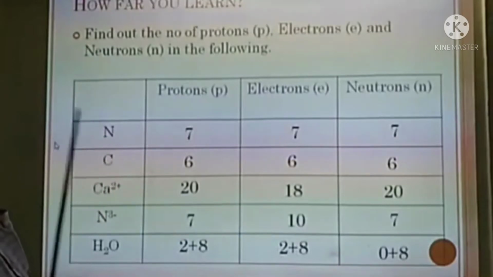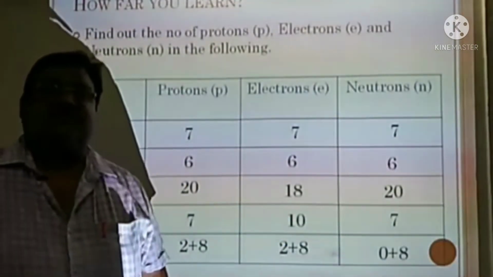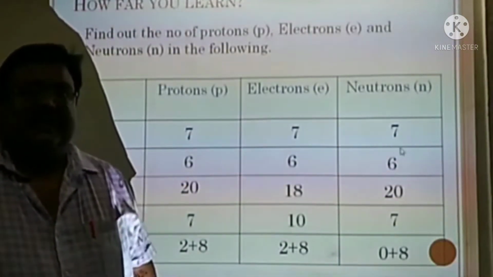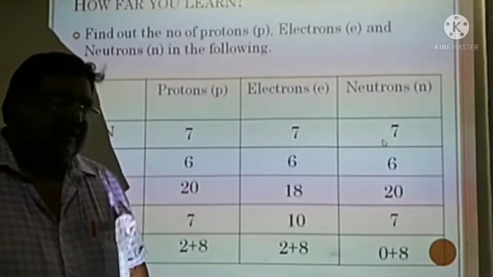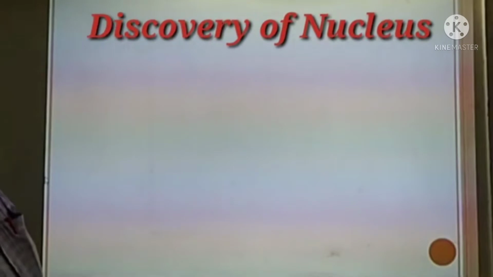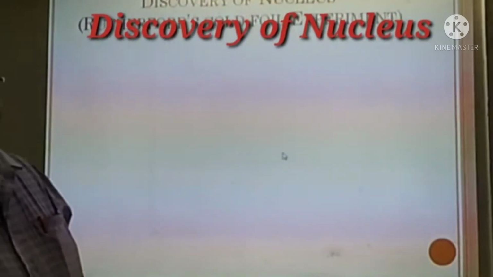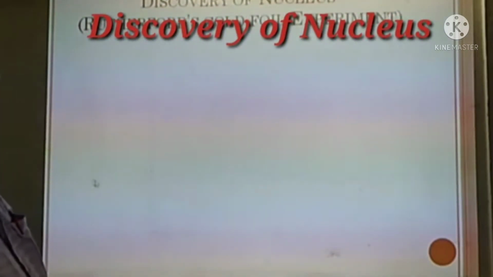So in this way we can find out the number of protons, electrons and neutrons present in an atom or an ion. Coming over to the next part, this is very important, discovery of nucleus.